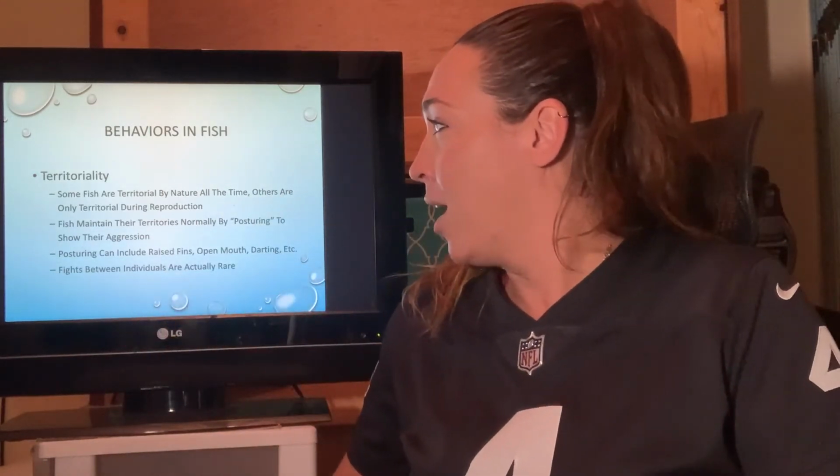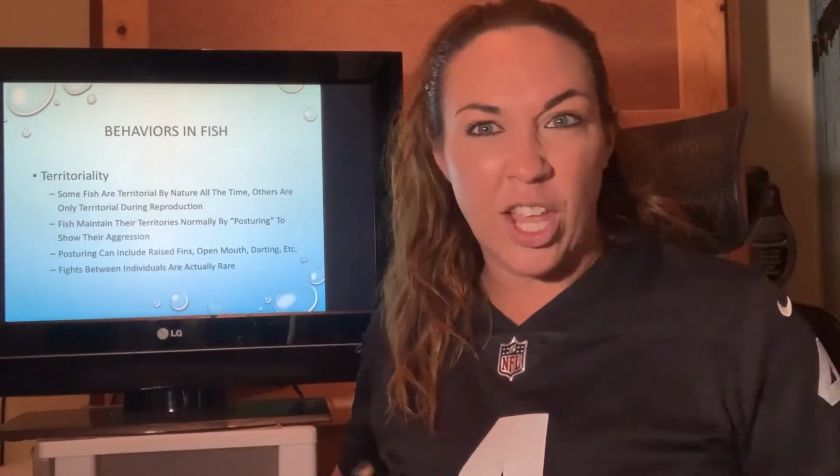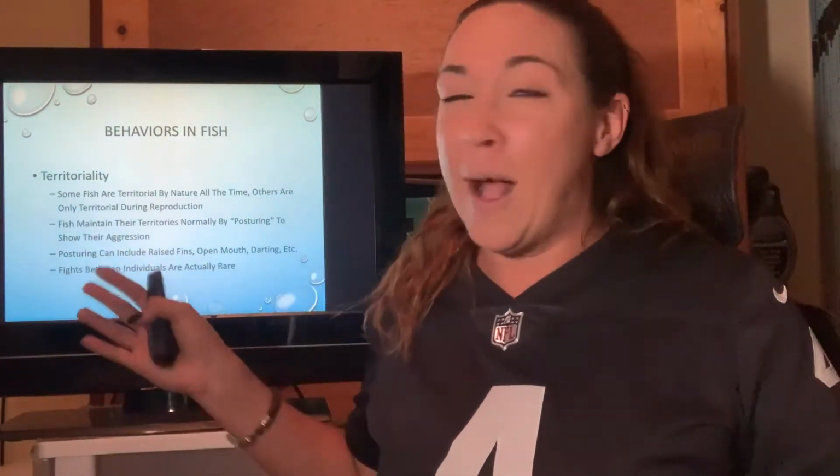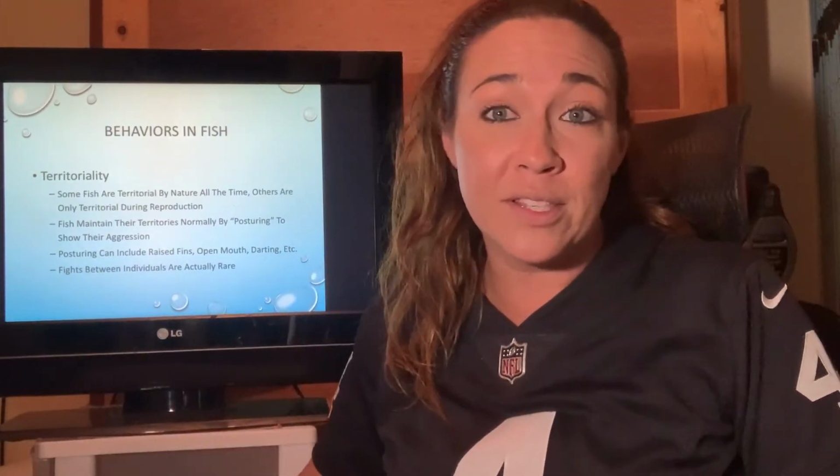It's crazy. All right, so again, some of this posturing is really like they open their mouth and kind of look like they're kissing each other. They flare their fins out. They get aggressive. They try to look as big as possible. Most of this is just kind of like a, what?